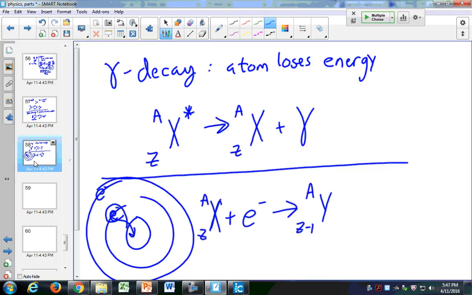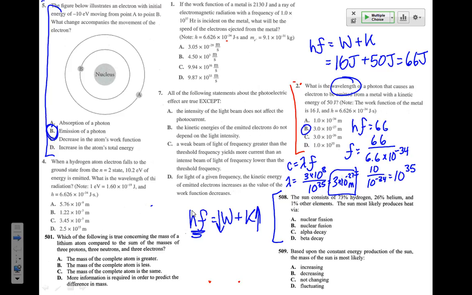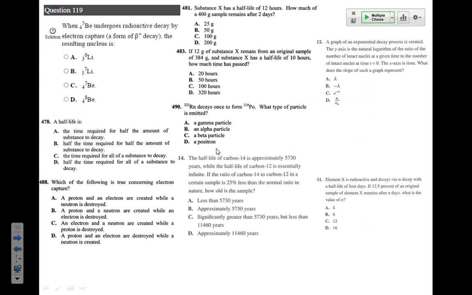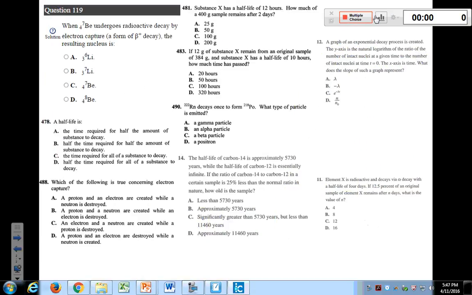Okay. Let's see. I think I had some questions about this. Let's try question number 119. Don't worry, we don't have a whole lot left. We'll be wrapping up pretty soon. We just have half-life left, so we're almost done. All right, let's try this 119 over here.